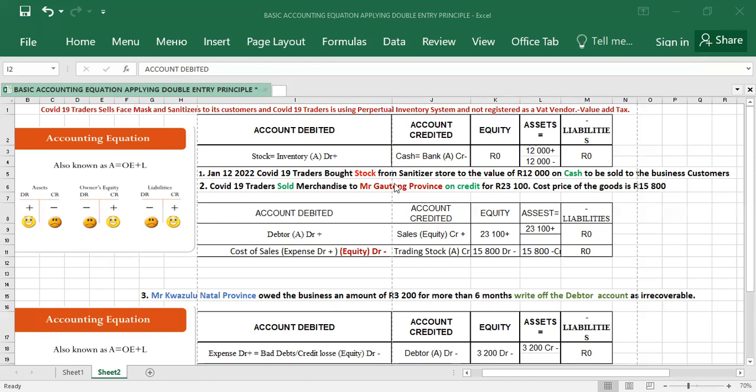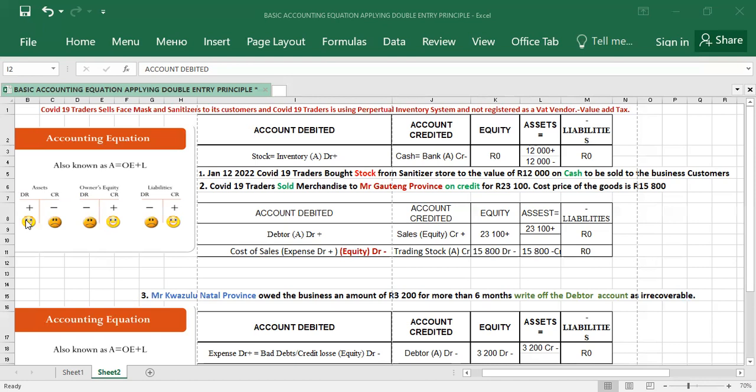Now, you ask yourself, the word stock, which account is it under, owner's equity, asset account, or liability? We all know that the word stock is an asset account. It falls under asset. So what is happening within the business of COVID-19? The business of COVID-19 is buying stock. So when the business is buying stock, it means that the stock will be debited, on the debit side of our inventory account or stock account.